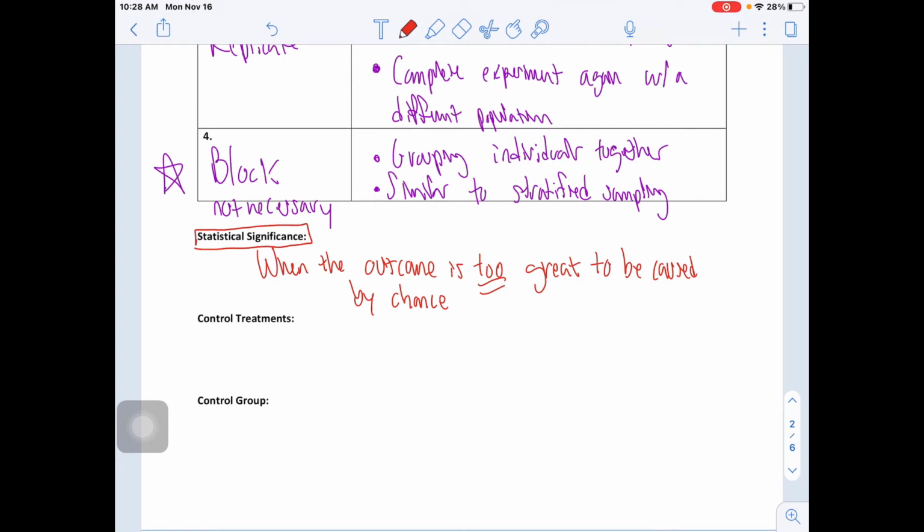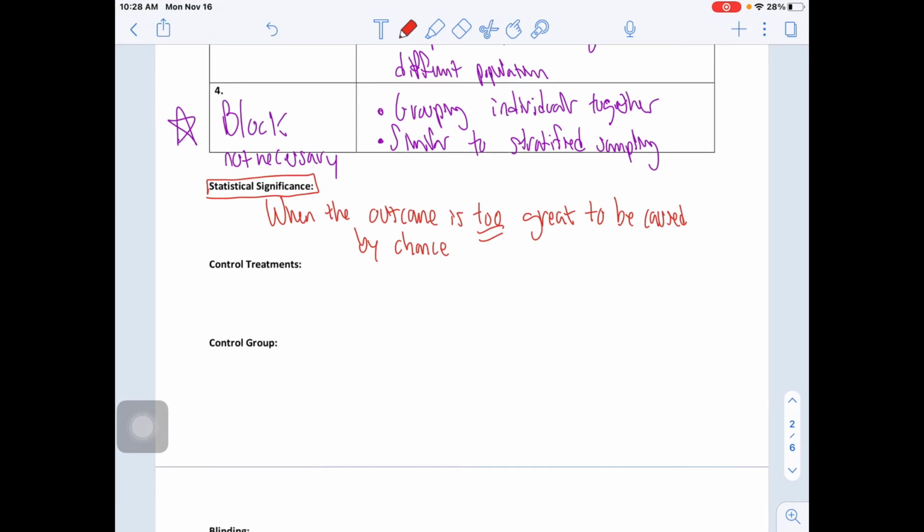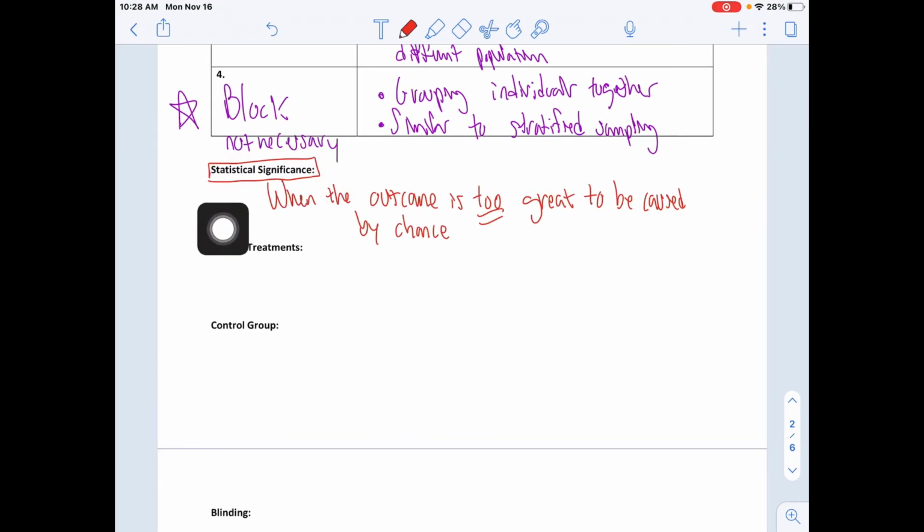And as we start getting into next semester, we're actually going to assign values that'll be like your minimum to see if something is statistically significant or not. If that didn't make sense, guys, don't worry too much about that.